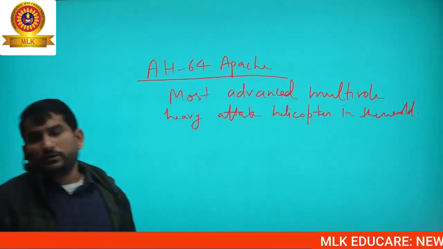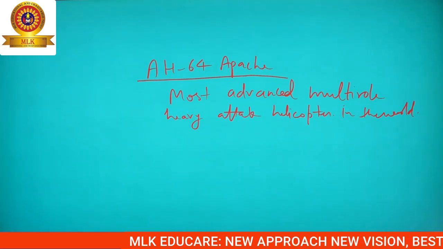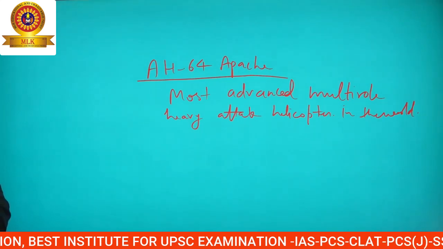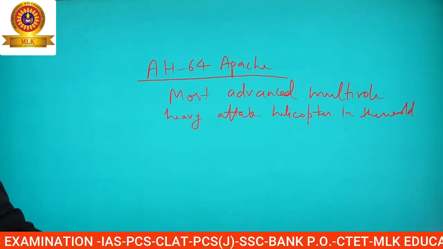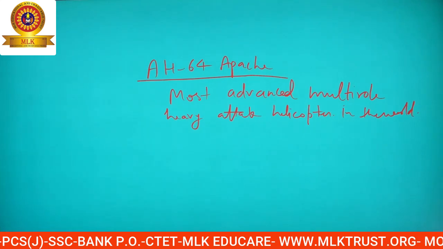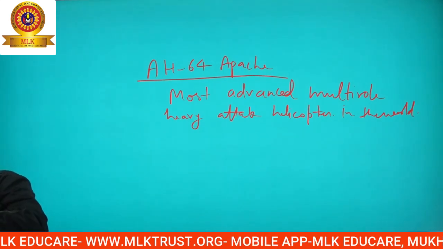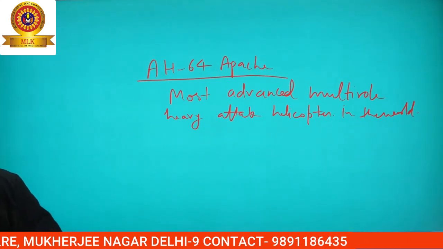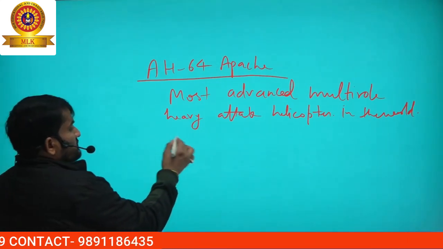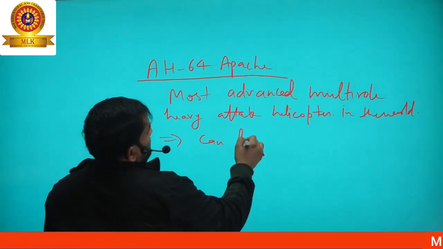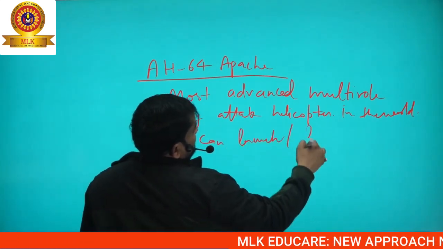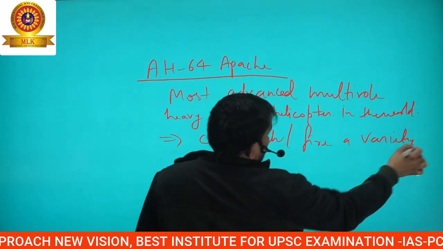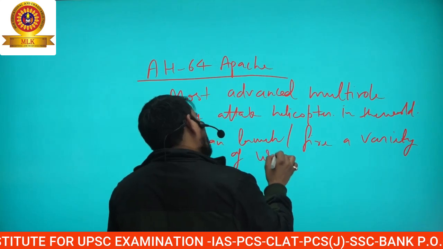ठीक है, कौन सा? AH-64 Apache. It is capable of delivering a variety of weapons, which include air to ground Hellfire missile, 70 Hydra rocket, and air to air Stinger missile. That means it is capable of a variety of weapons. It can launch, or you can say fire, a variety of weapons.